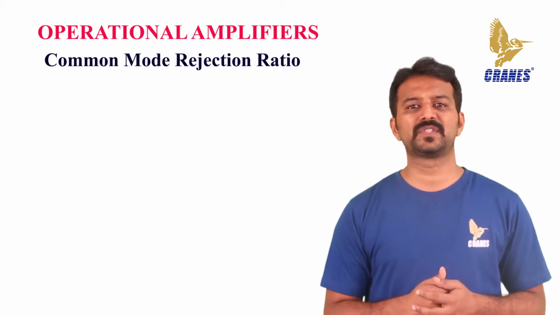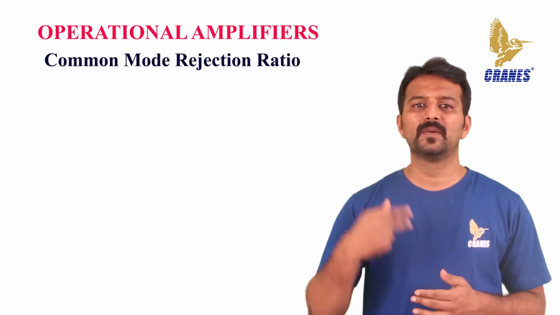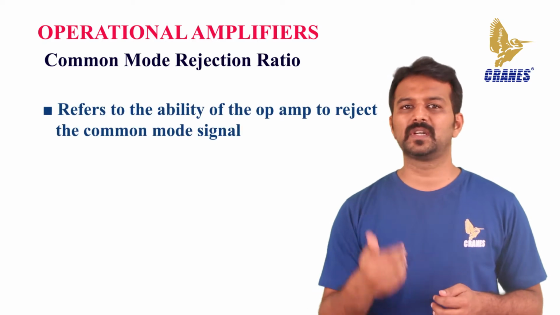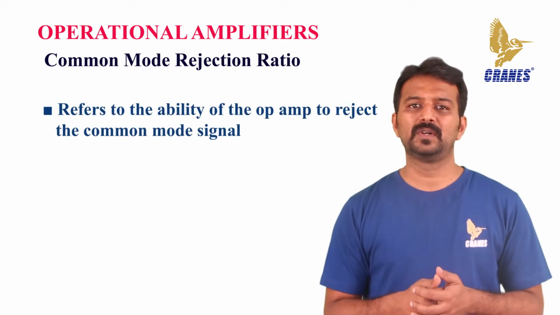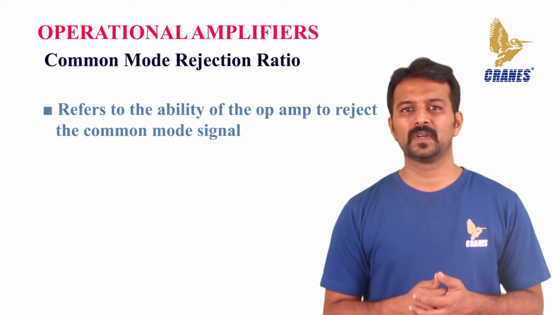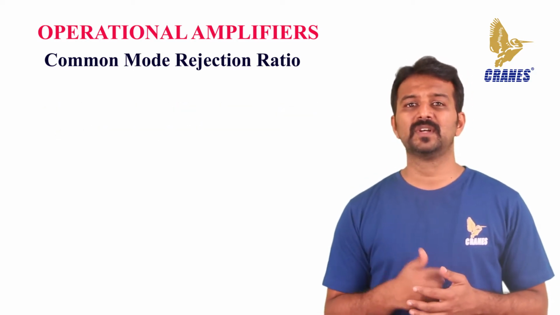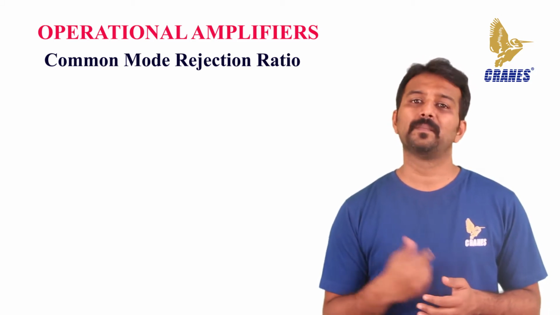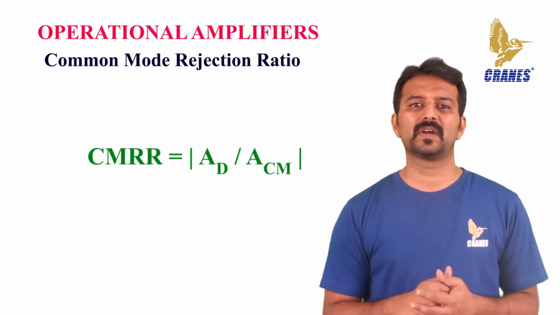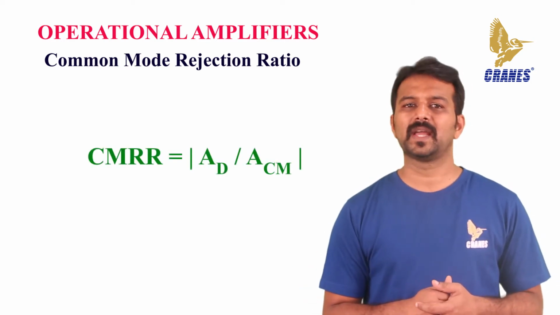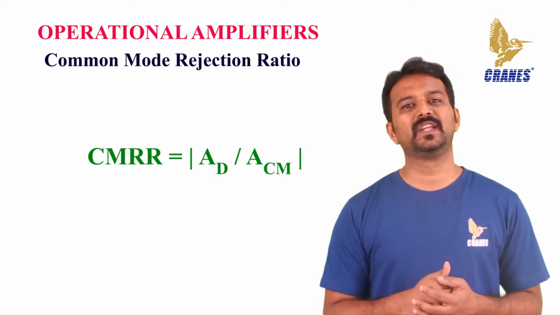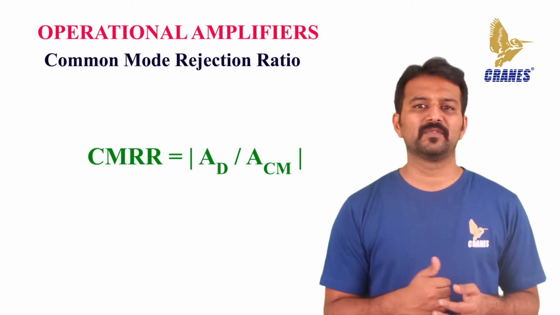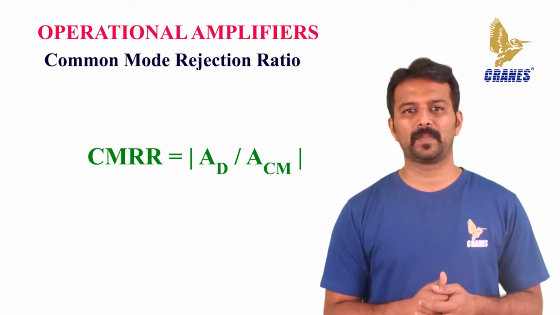So the next characteristic is common mode rejection ratio. Common mode refers to the situation when the same voltage is applied to both the inverting and the non-inverting terminal of the op-amp. The common mode rejection refers to the ability of the op-amp to reject the common mode signals. The common mode rejection ratio is a measure of this ability. Mathematically, it is defined as CMRR equal to AD divided by ACM, where AD is the differential gain of the op-amp, which is usually infinity for an ideal op-amp, and ACM refers to the common mode gain of the op-amp.